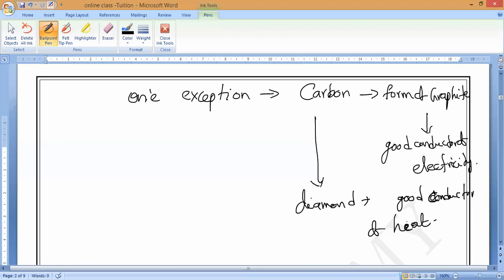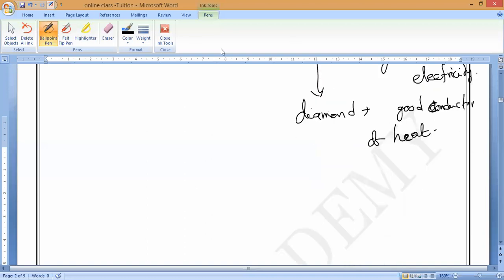Now, one more thing. We have another form of carbon, that I mentioned: fullerenes.